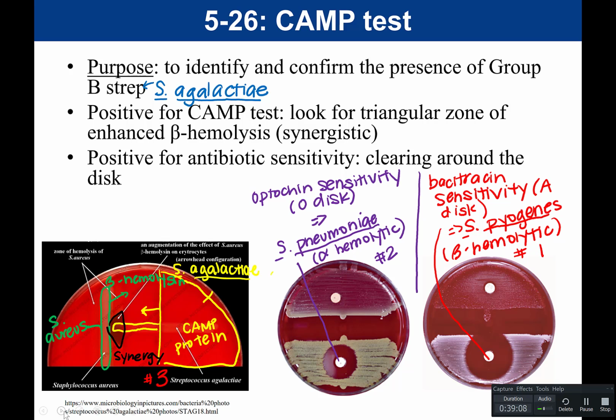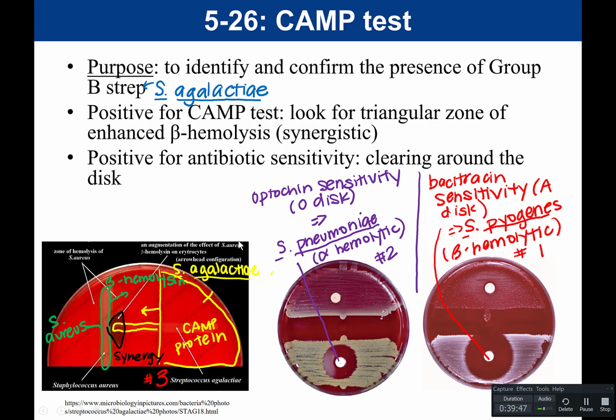So, this slide I was just kind of showing you how do we identify which bacteria is which. And so in our CAMP test, again, the purpose is to identify and confirm the presence of group B strep, which is Strep agalactiae. And so what you're looking for in the CAMP test, remember that you streak your Staph aureus. Staph aureus is also beta hemolytic. We have over here, remember I told you you're going to take about half of your plate and you're going to streak a lawn, and that is going to be your unknown Streptococcus species.